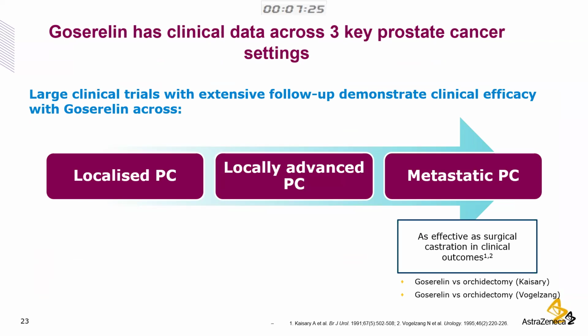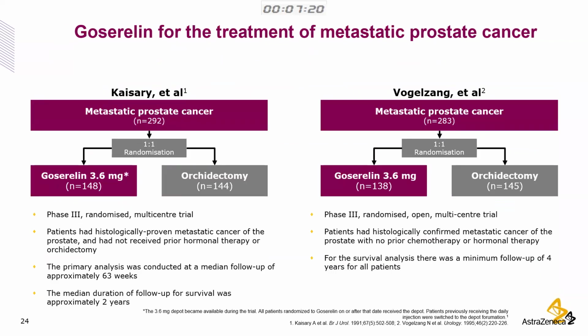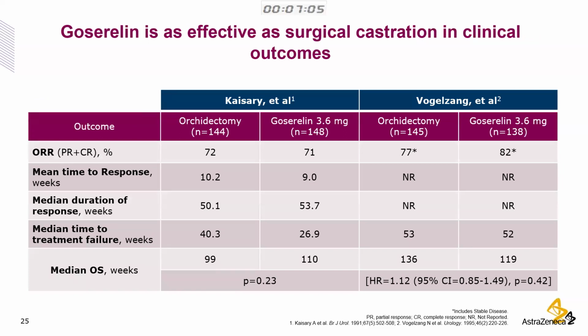So coming to the metastatic setting, we know that metastatic prostate cancer is highly hormone dependent, and as we have seen in the discussion by Prabhash sir and Anuj sir, the two options are orchiectomy versus the LHRH agonist or antagonist. So initially it was compared to orchiectomy, and we can see the benefit in the mean time to response and the median time to treatment failure, and the median OS also was definitely better with gosling compared to orchiectomy.